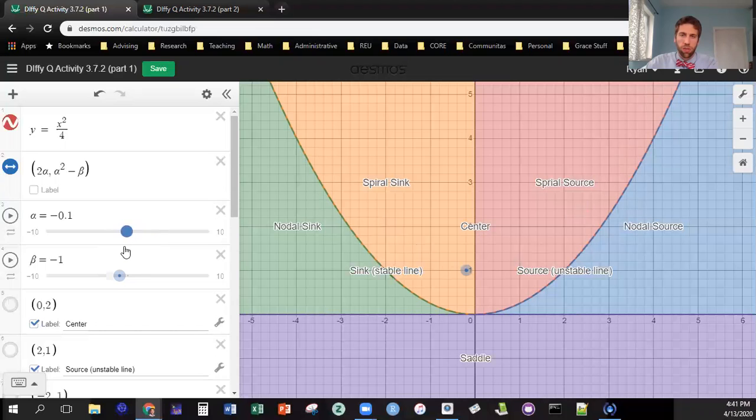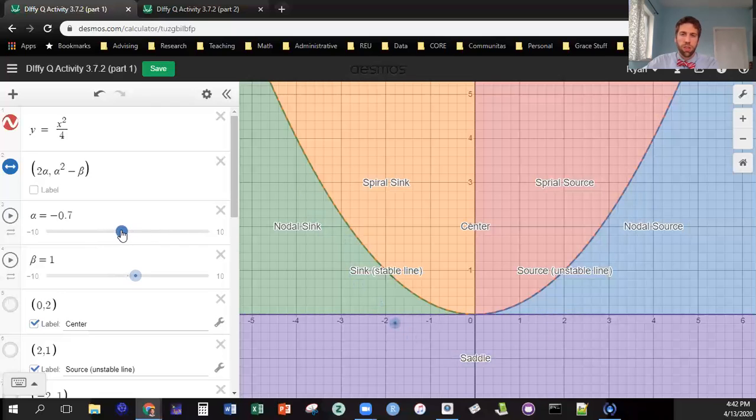And then if beta is 0 and alpha is positive, we have a source, an unstable line. Oh, beta's got to be 0. And if beta is 0 and alpha is negative, we have a sink, a stable line. And then if beta is positive and alpha is over here, we have a nodal sink, and then it can be a saddle or a nodal source depending on alpha.